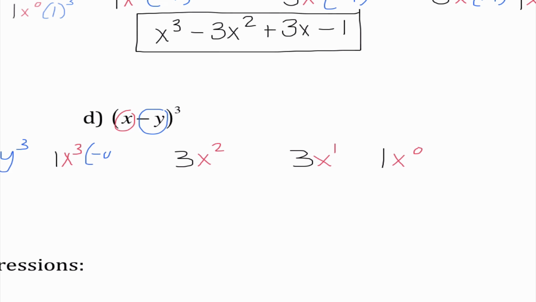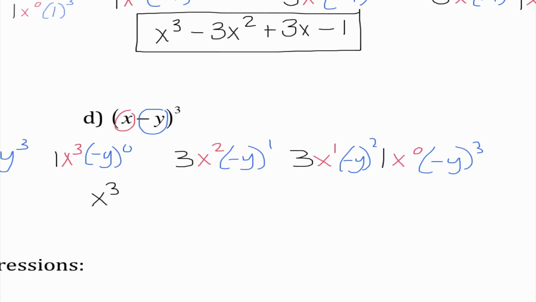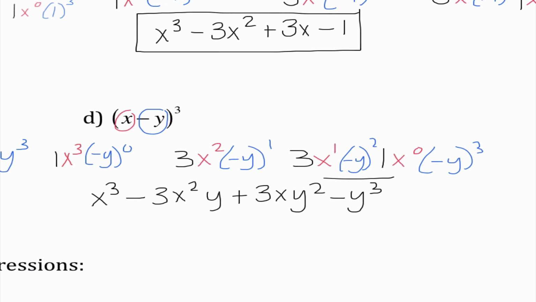Negative y, so negative y to the 0, negative y to the first, negative y squared, and negative y cubed. So negative y to the 0 power is 1, so I just get x cubed. 3 times x squared times negative y would be negative 3x squared y. 3x times negative y squared would be y squared, so I would have plus 3x y squared. And lastly, 1 times, when I cube negative y, I get negative y cubed.